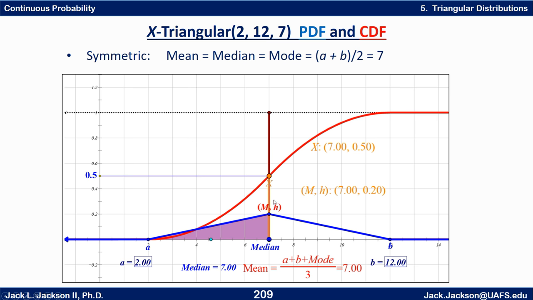Okay, but anyway, in this one I have the median exactly halfway between a and b. And when you have this, you can tell that it's completely symmetric about this. So the mean, median, and mode are the same. In this case, it's 7. So if you average 2, 12, and 7, you get 2 plus 12 plus 7 is 21, divided by 3 is 7, and that's the mean.